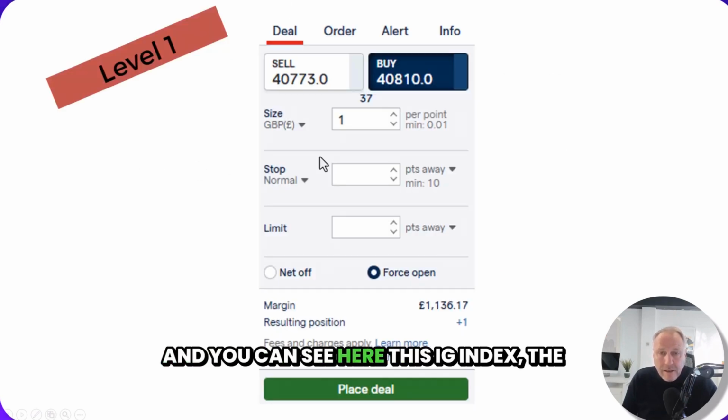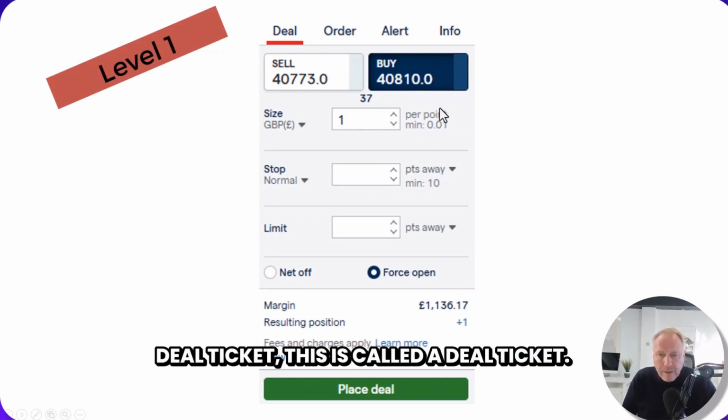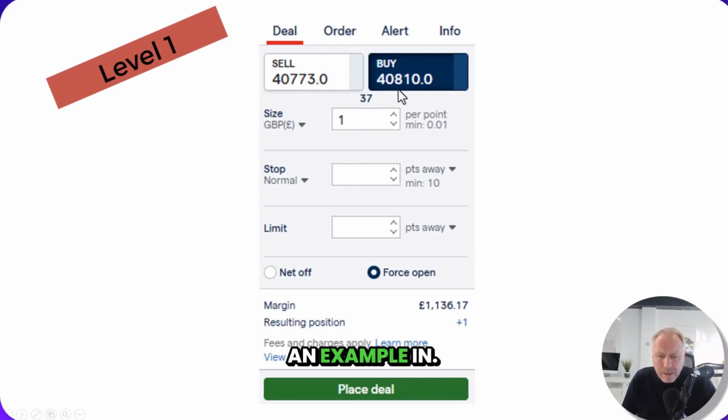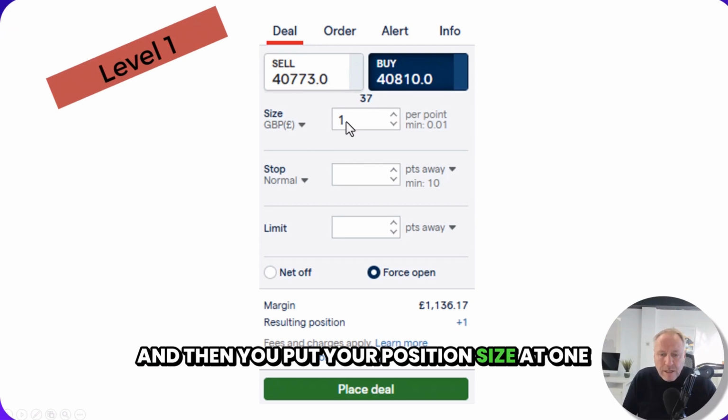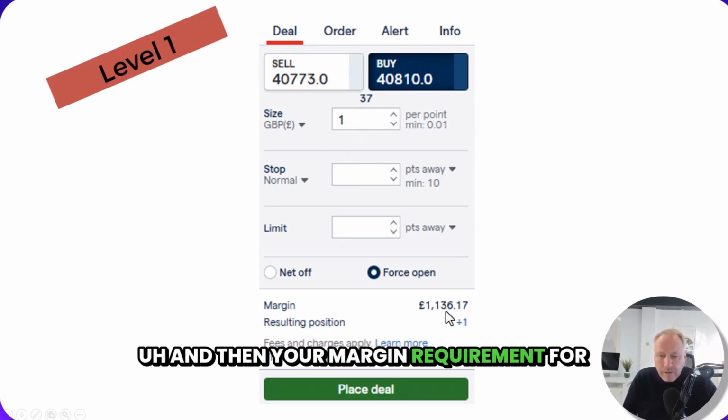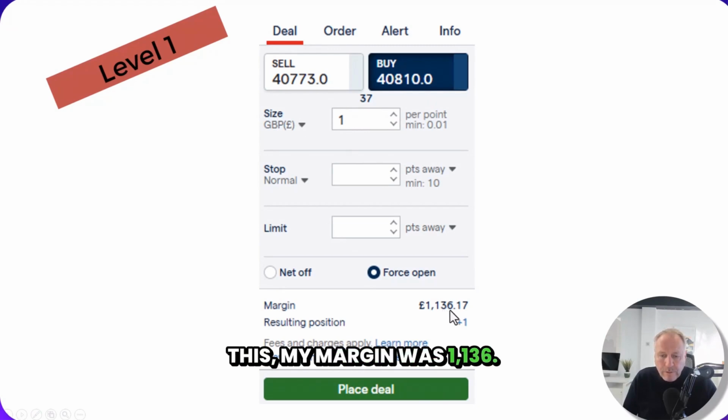And you can see here this IG Index deal ticket. This is called a deal ticket. The buy is on the right, the sell on the left. The spread's 37 points on this stock. I can't remember, it might be Meta. I put an example in, and then you put your position size at £1 a point, and then your margin requirement for this. My margin was 1,136.